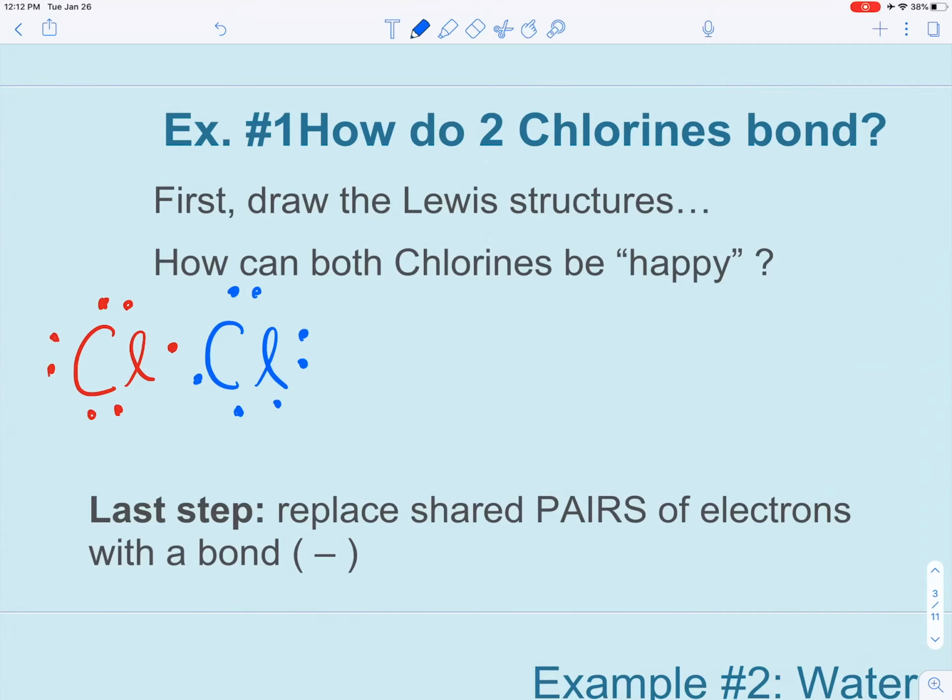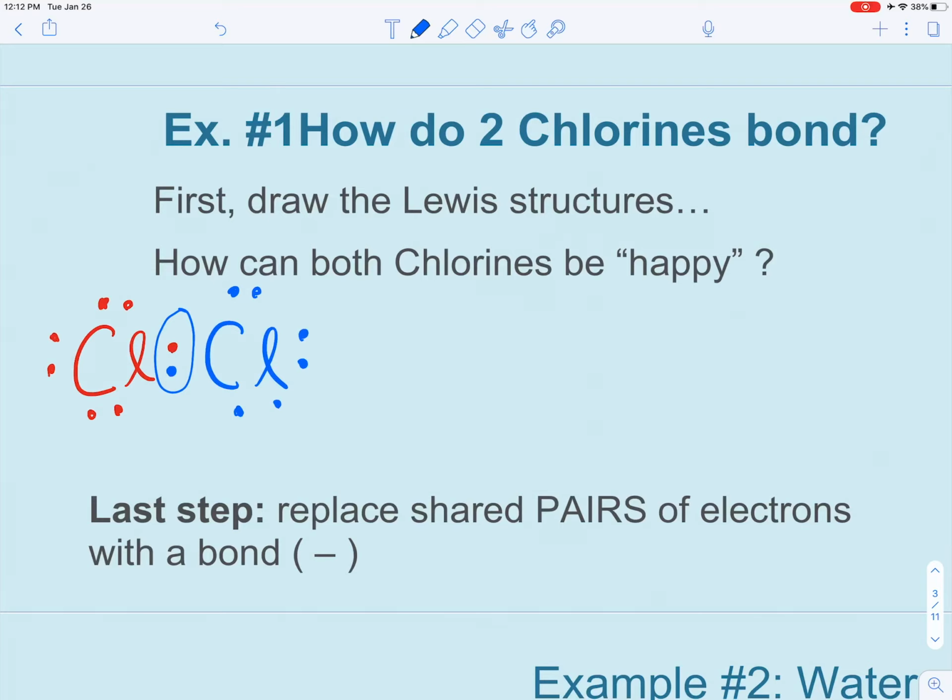And the answer is yes. They're going to form what we call a covalent bond. So what's going to happen here is that they're going to share these 2 electrons in the middle. Okay, those are shared between both atoms here.